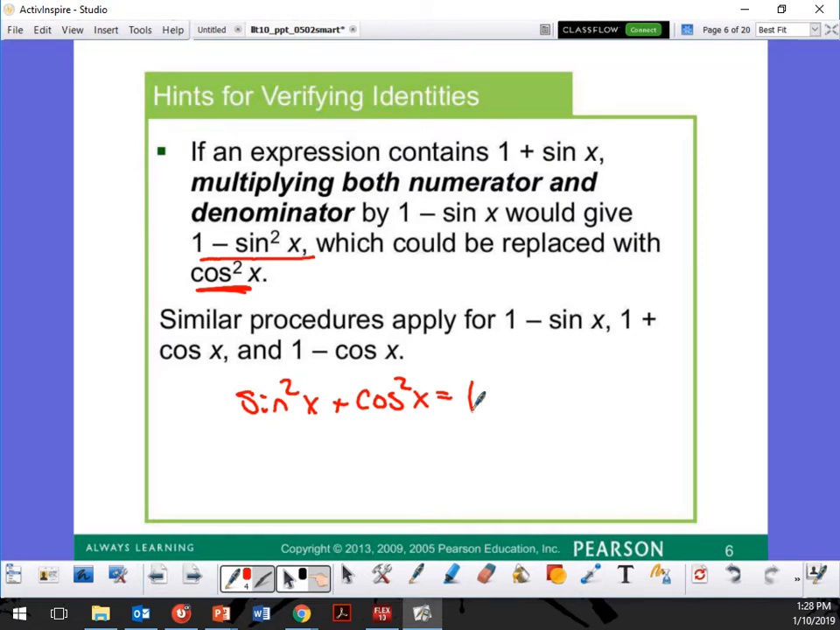So if I want to get cosine squared by itself, what would I do? Put it on the other side. Yeah, put it on the other side by doing what? Subtract it. Yeah, I'm going to subtract sine squared, because I want cosine by itself. So it's going to be cosine squared x is equal to 1 minus sine squared x.